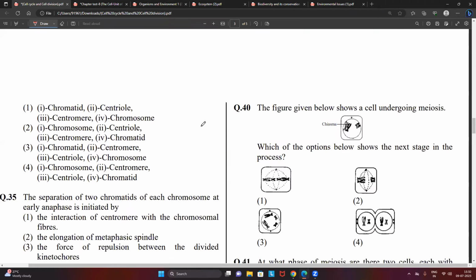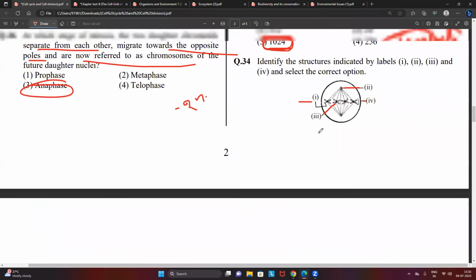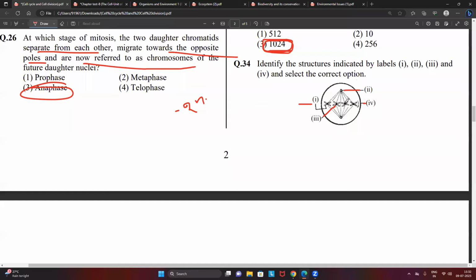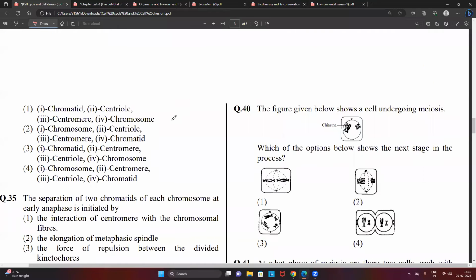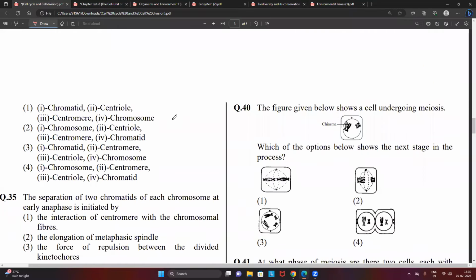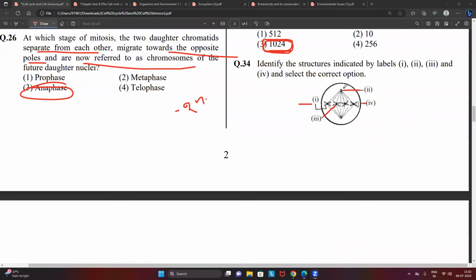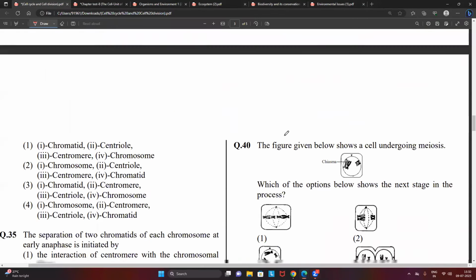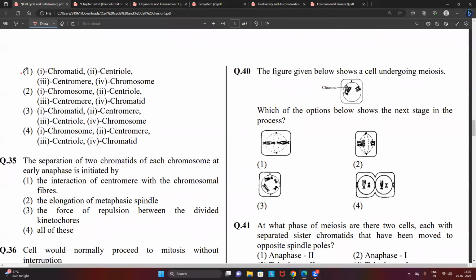Question number 34. See once again. Quickly see it. At least remember 1. If you remember 1, you can answer it. Hope everyone has seen that. Next. It's a direct question, right? It's an easy question, right? At least if you know 1 centriole, you can easily come to the answer, right?